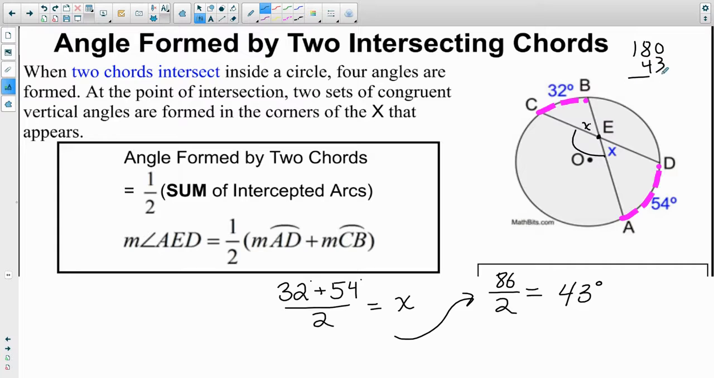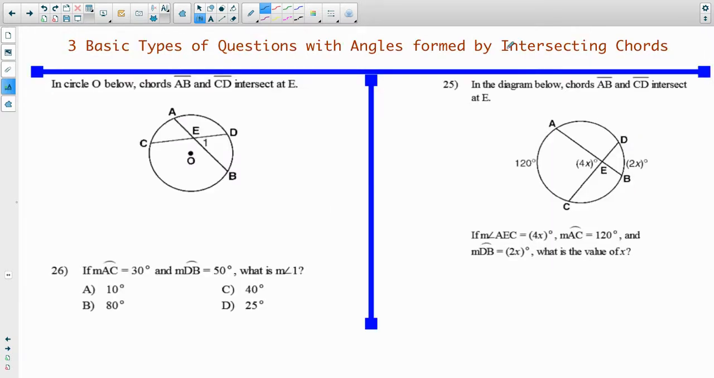And if you wanted to find the adjacent angle, they form a linear pair. So all you've got to do is subtract it from 180, and you get 137. And that means that angle there would also be 137 degrees.